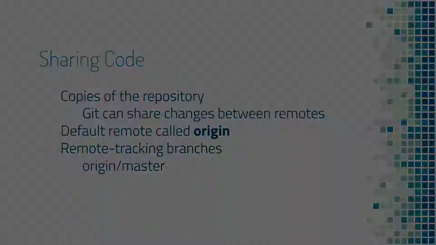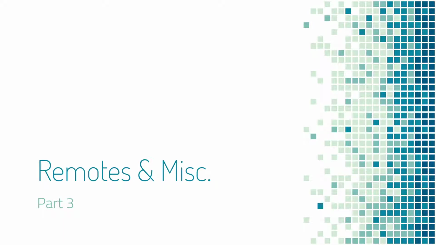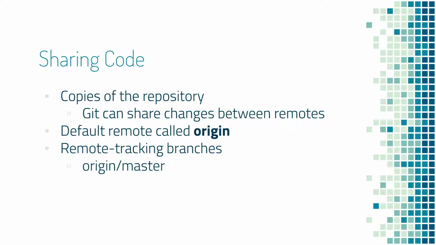That's good. So moving on to part 3, we're going to talk about remotes and a few miscellaneous features that are in Git. So first off, let's talk about remotes. So a remote is a copy of your repository that is somewhere else. And this is one of the biggest benefits of Git besides the keeping track of your history. The second biggest part of Git is being able to share your code with it.